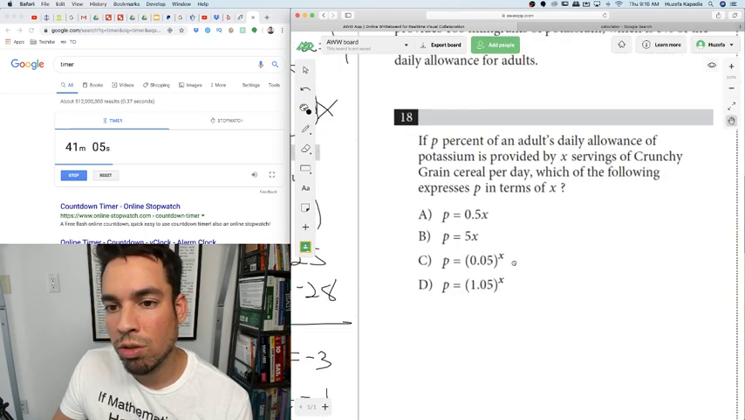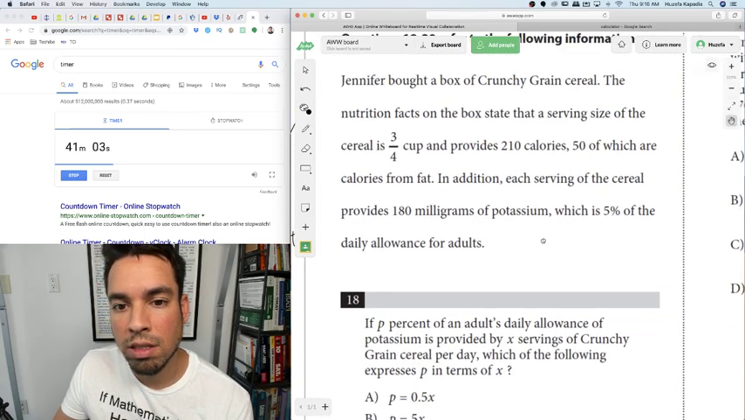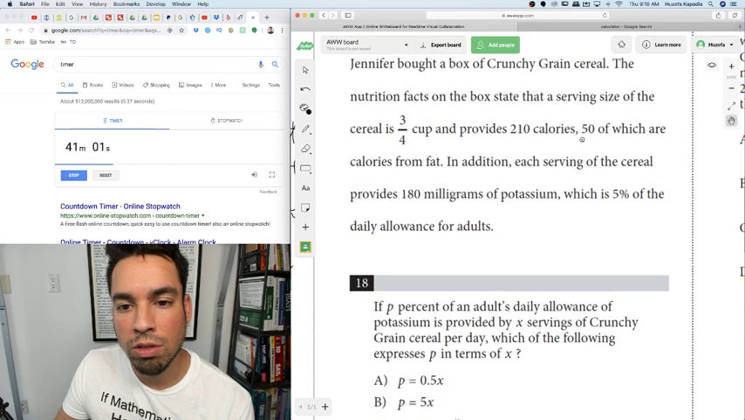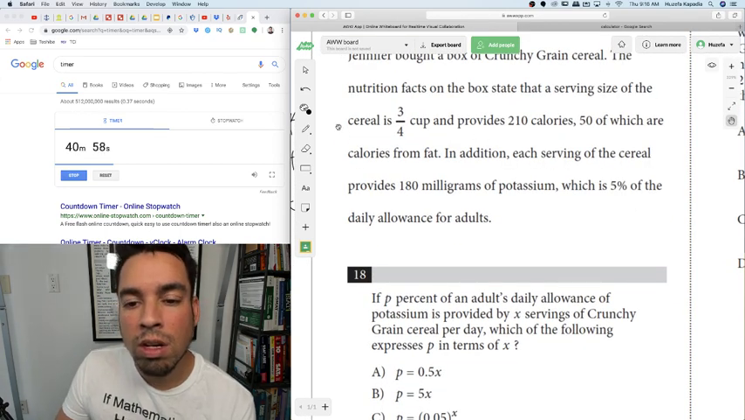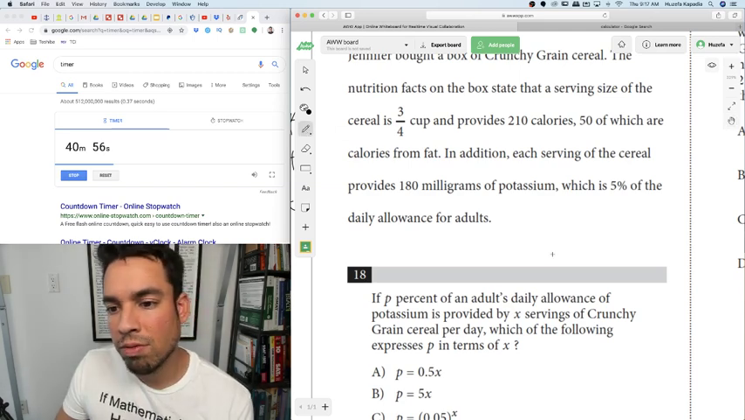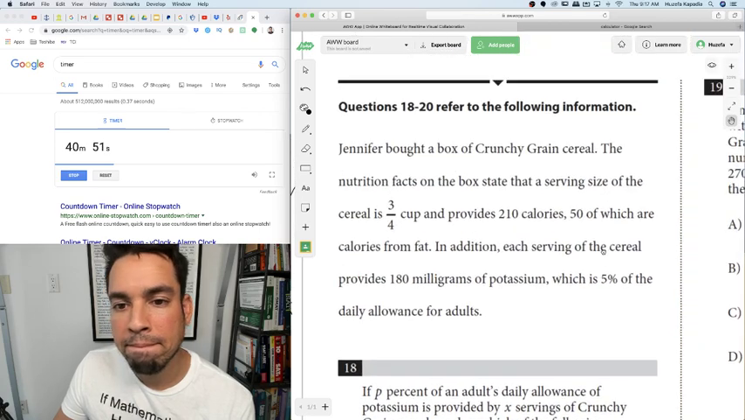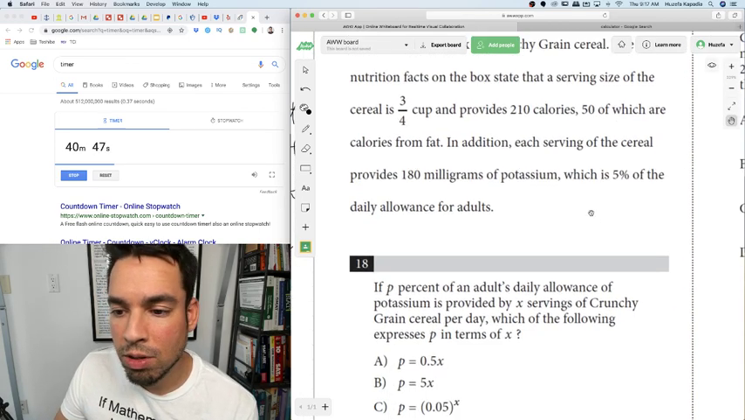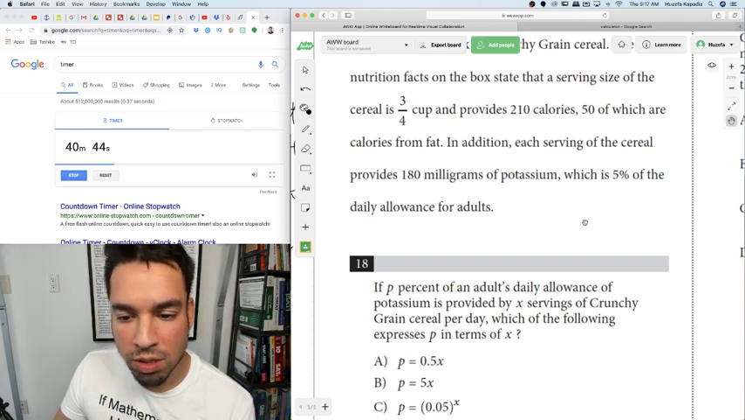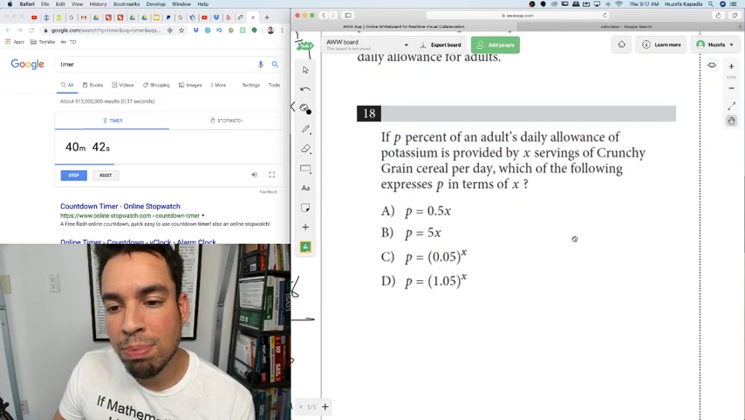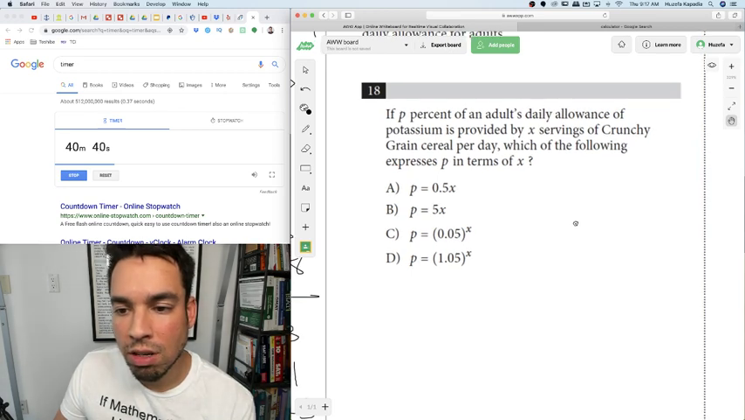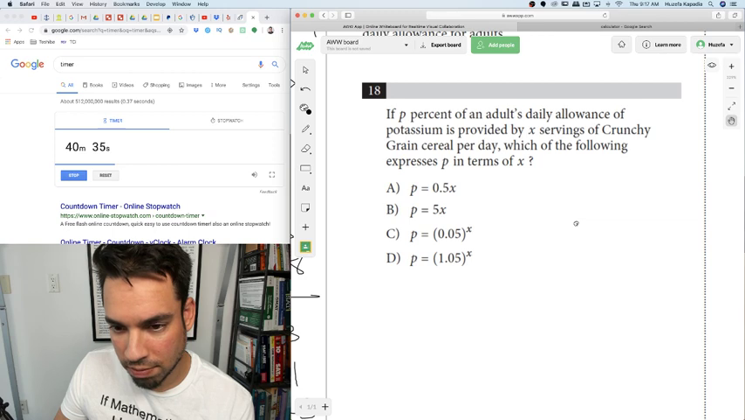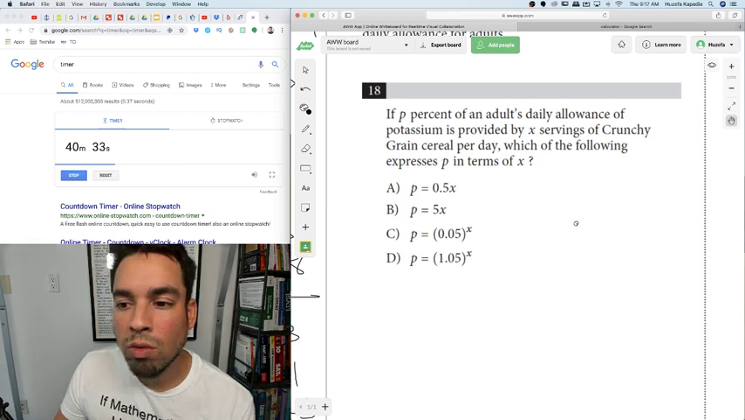Okay, next we go to 18. Jennifer bought a box of Crunchy Grain cereal. The nutrition facts on the box state that a serving size of cereal is 3/4 cups and provides 210 calories, 50 of which are calories from fat. In addition, each serving of the cereal provides 180 milligrams of potassium, which is 5% of the daily allowance for adults. If P% of an adult's daily allowance of potassium is provided by X servings, which of the following expresses P in terms of X?